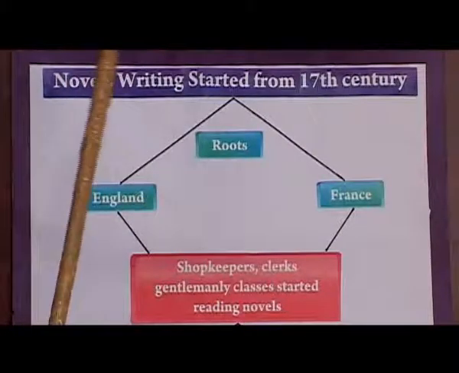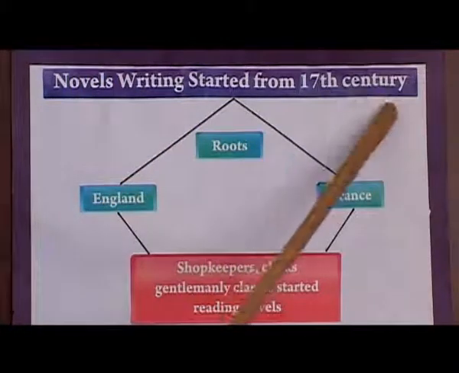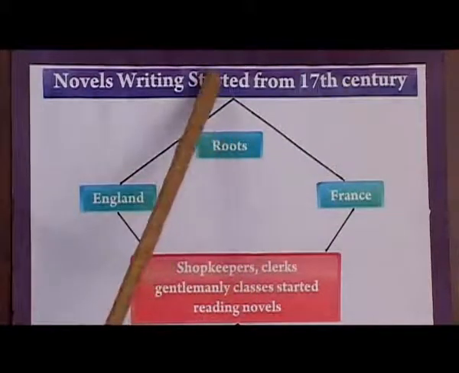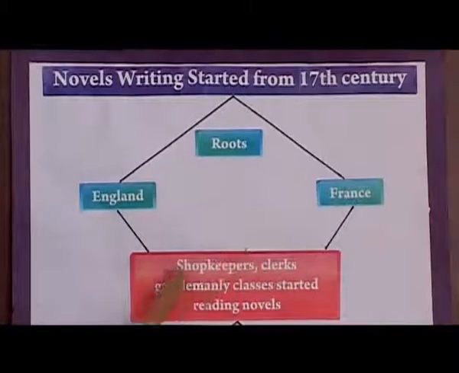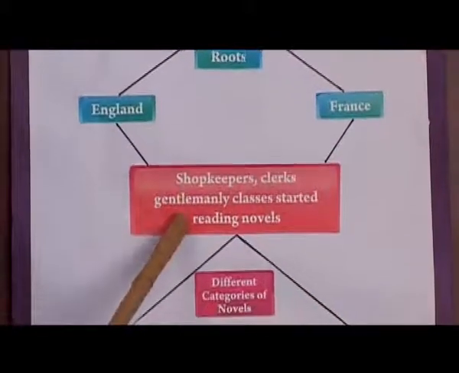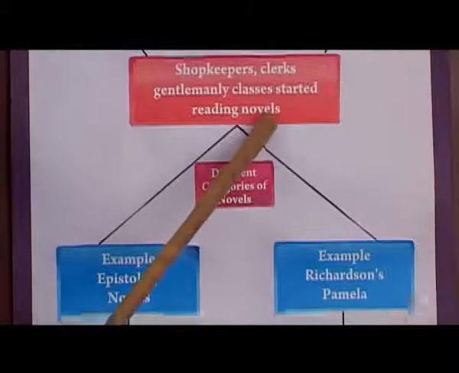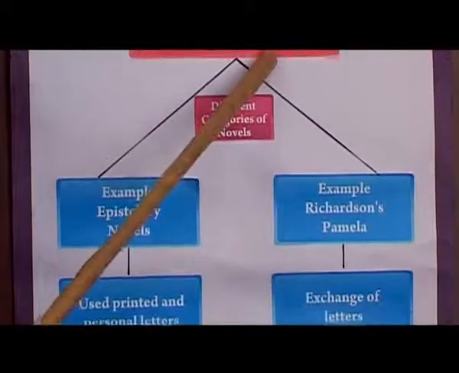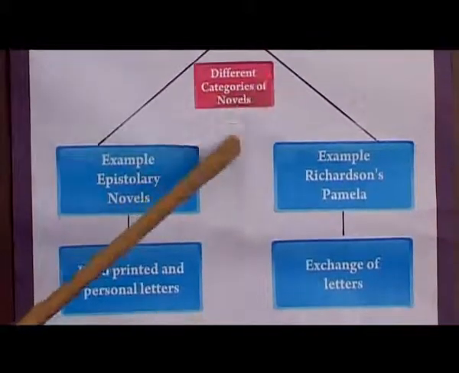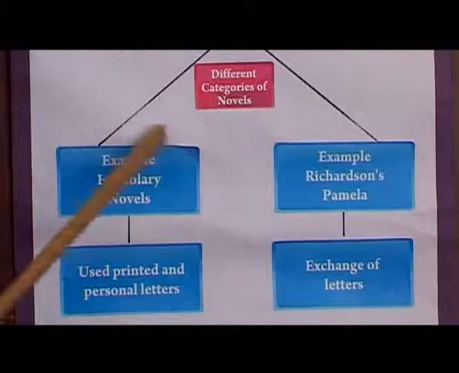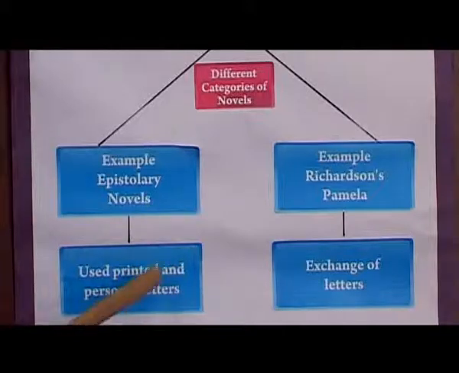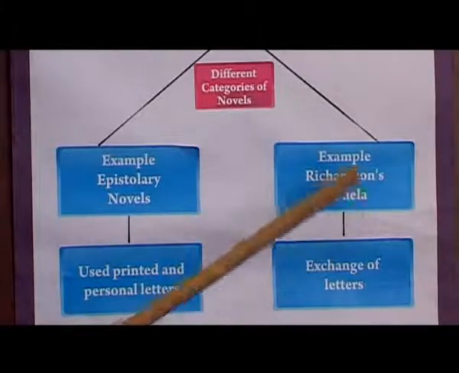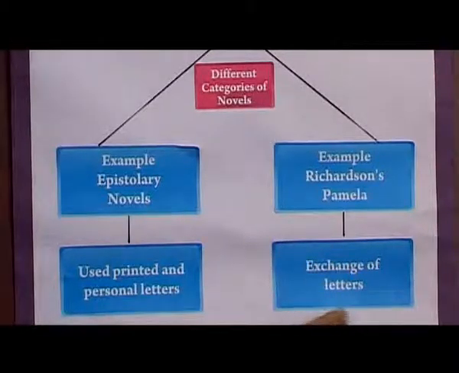Novel writing started from the 17th century. The roots of this were in England and France, where shopkeepers, clerks, and gentlemanly classes started reading the novels. There were different categories of novels. For example, the epistolary novel used printed and personal letters. Richardson's Pamela used the exchange of letters.